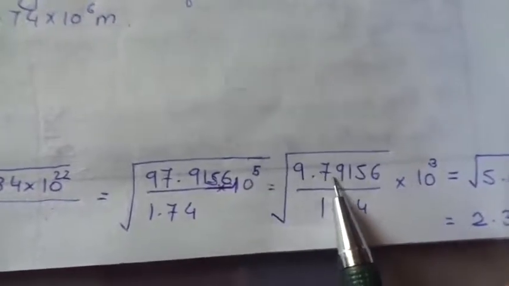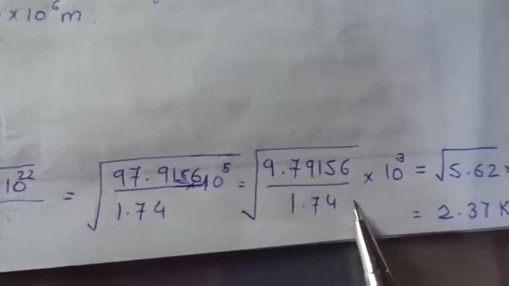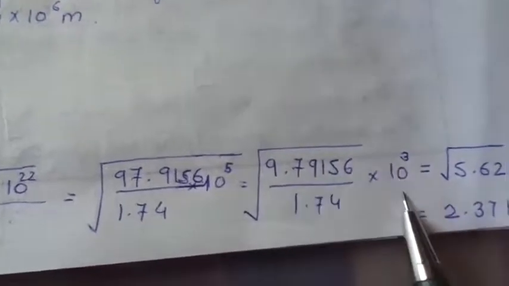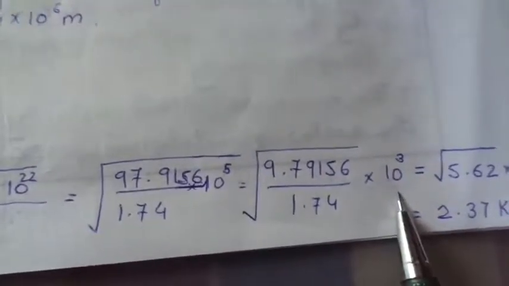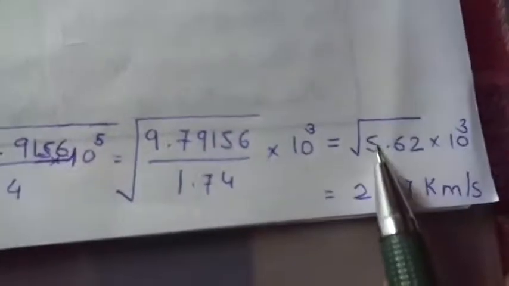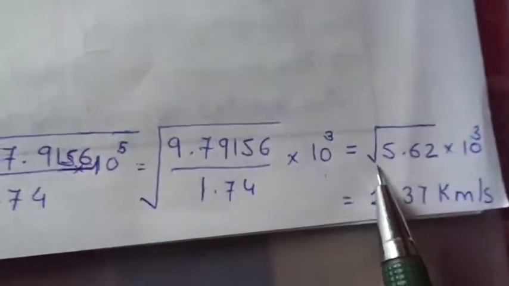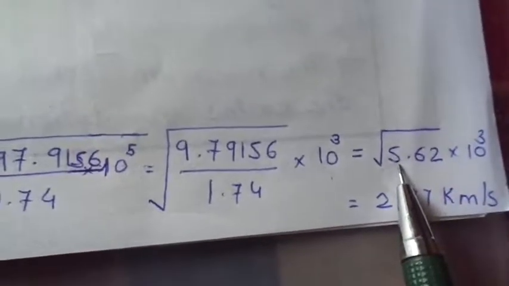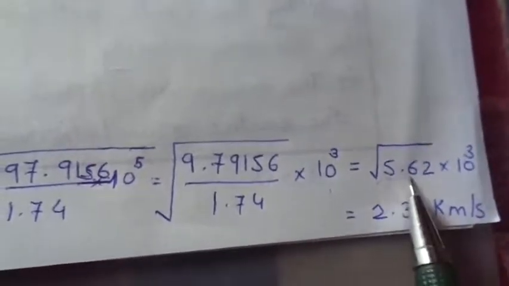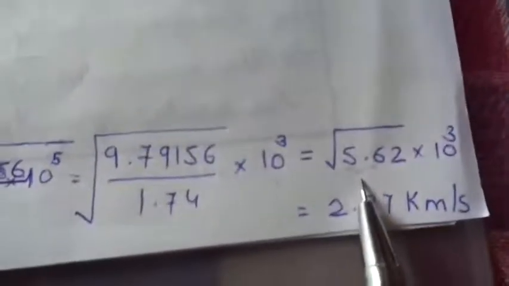So 9.79156 divided by 1.74, that 10 to the power 6 I have removed from this root, so it becomes 10 to the power 3. Okay, now dividing this, you get 5.62 into 10 to the power 3. See, square root of 4 is 2, you know that. So this is 5, so it will come around 2 only. So you can calculate in that way.